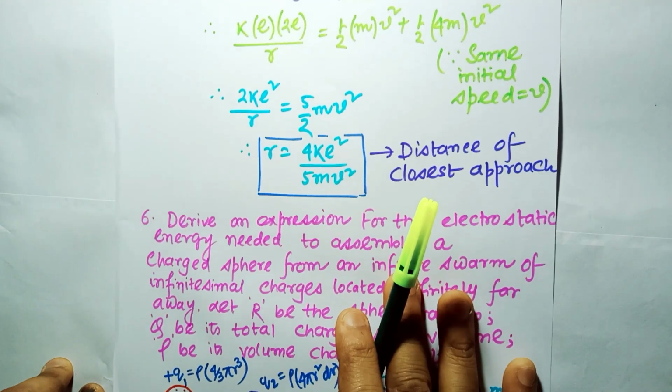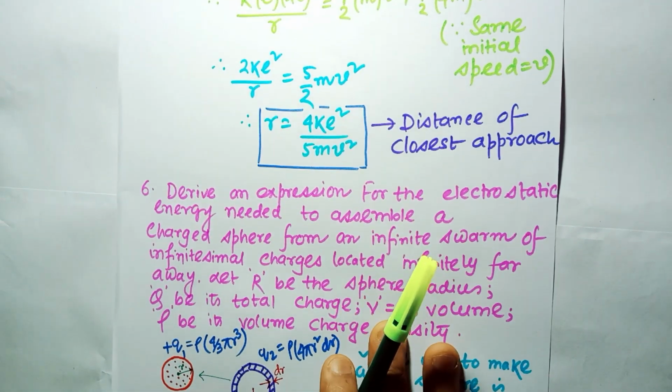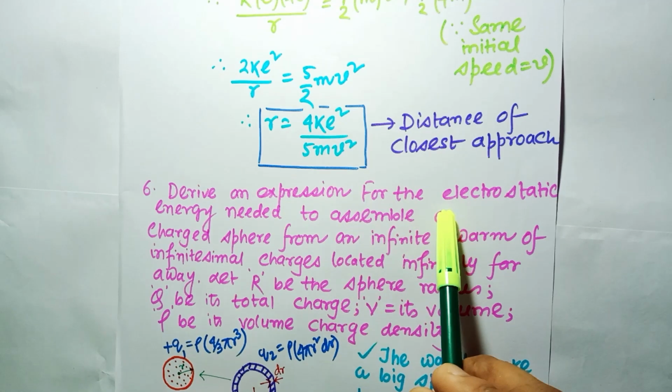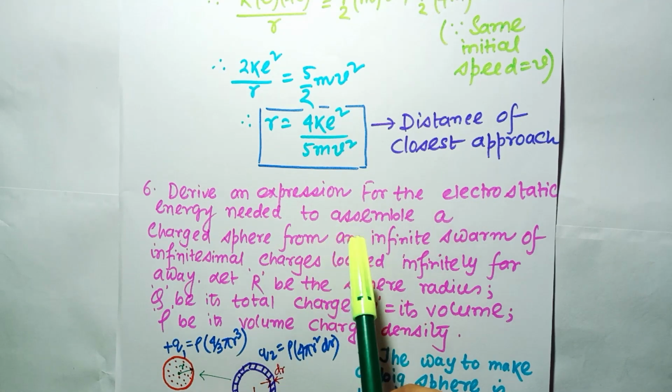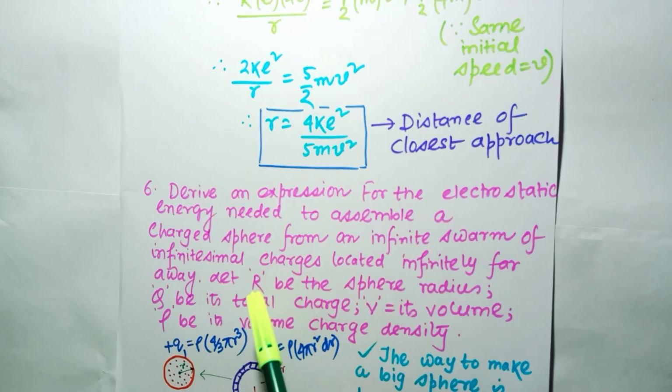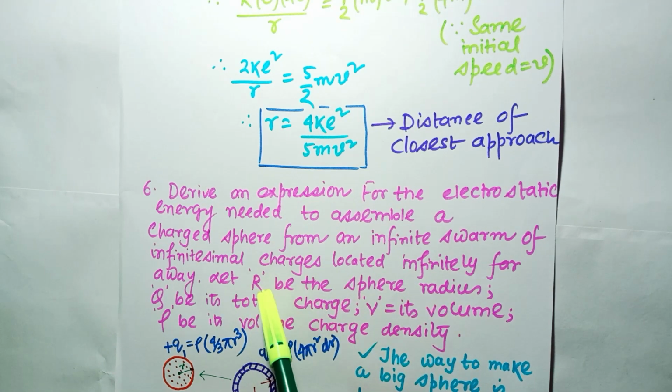So our next problem is problem number 6. Derive an expression for the electrostatic energy needed to assemble a charged sphere from an infinite swarm of infinitesimal charges located infinitely far away. Let r be the sphere radius capital R, capital Q be the total charge of the sphere, capital V its volume, and rho be its volume charge density.